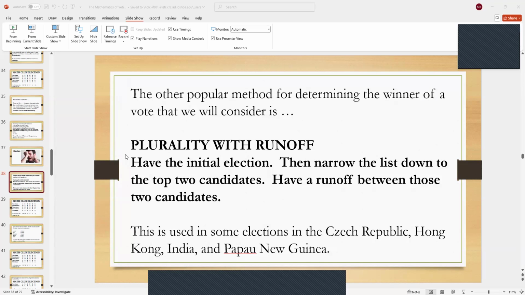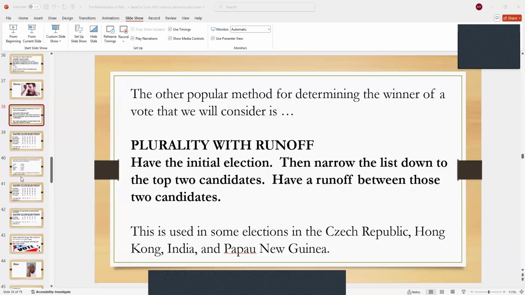Remember, plurality with elimination, we eliminated one at a time. So there were several rounds with plurality with elimination. Plurality with runoff only has 2 rounds. You start at the beginning, and then you eliminate everybody except the top two, and then you see who's the winner out of those top two. In this case, we're going to eliminate 3 people at the same time, whereas with plurality with elimination, we only eliminate 1 person at a time.